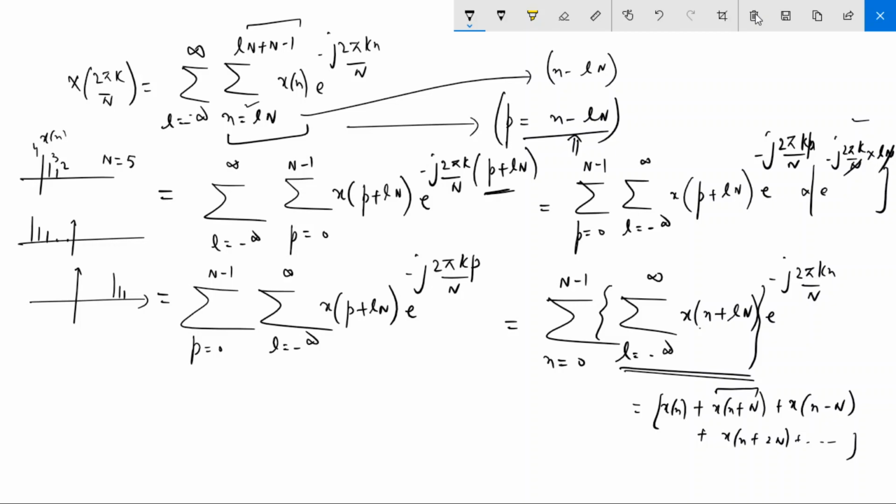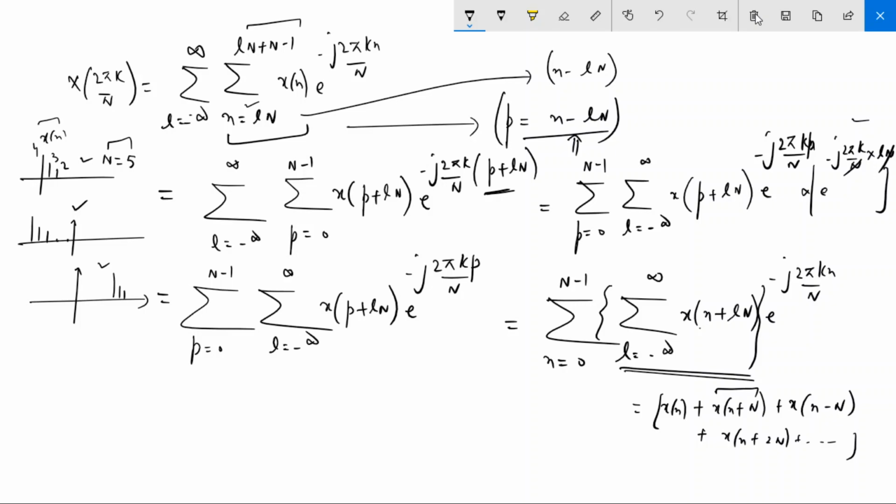Okay, so when you add all these, x of n plus x of n minus n plus x of n plus n, and so on, what you are basically getting is a sequence which is periodic with a period of n, and this periodic sequence is nothing but the repetition of x of n after every n samples.